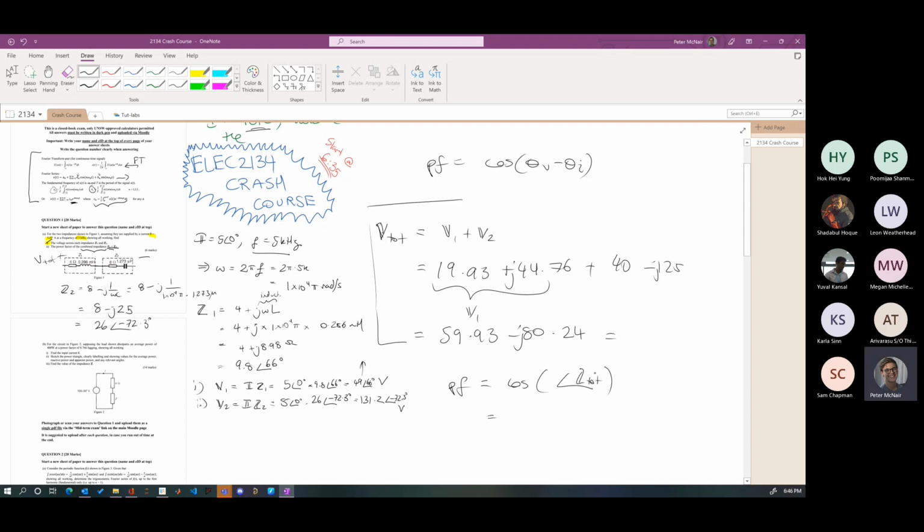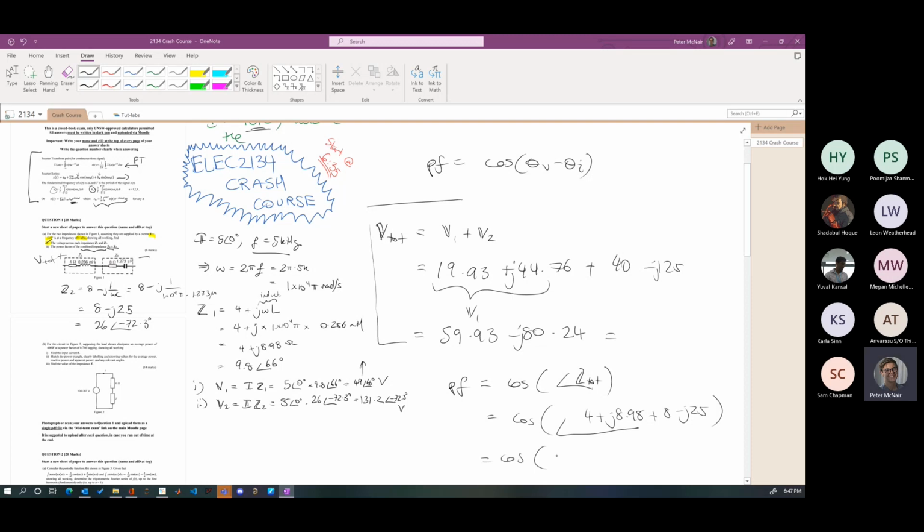So this might save you a bit of time, because instead of having to work through these voltages and then multiply by a current, you can actually just use the impedances that we've calculated. So the angle of Z total is going to be the angle of Z1 plus Z2, because they're in series. So j8.98 plus 8 minus j25.